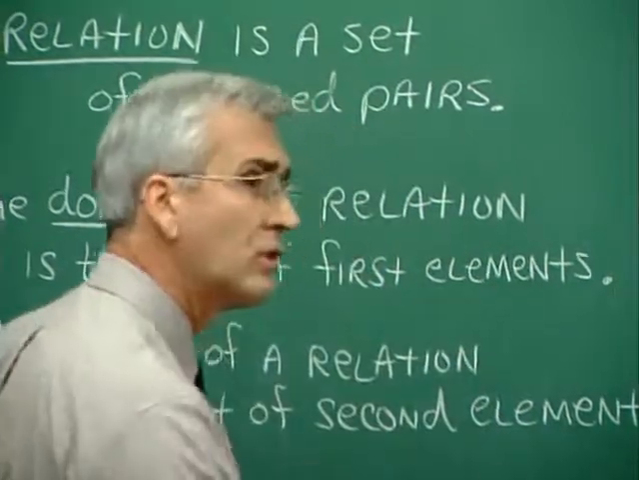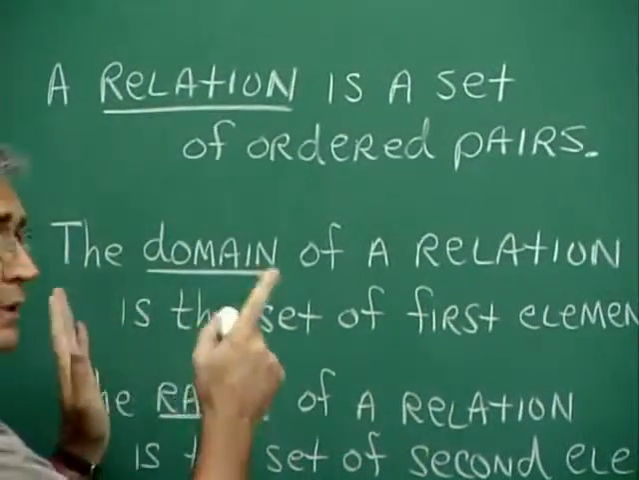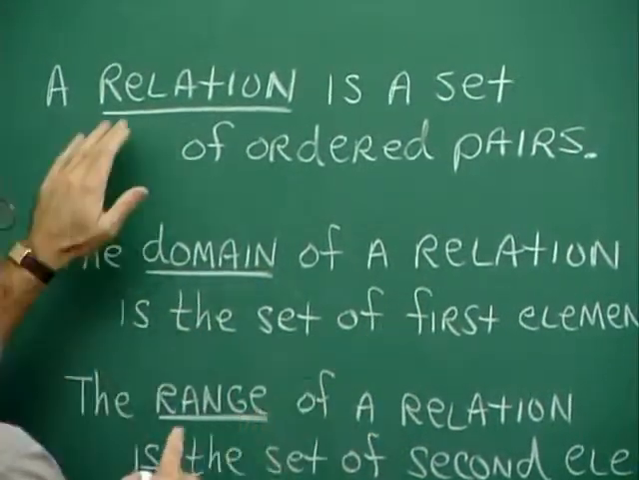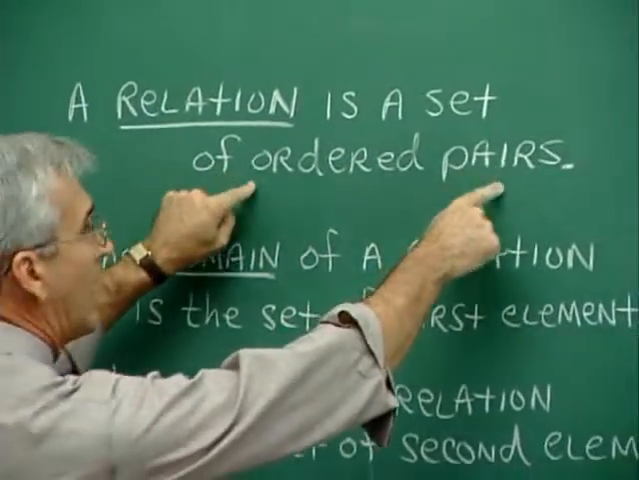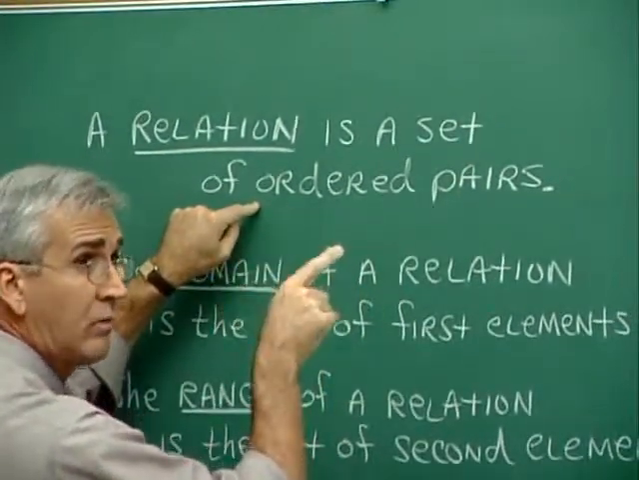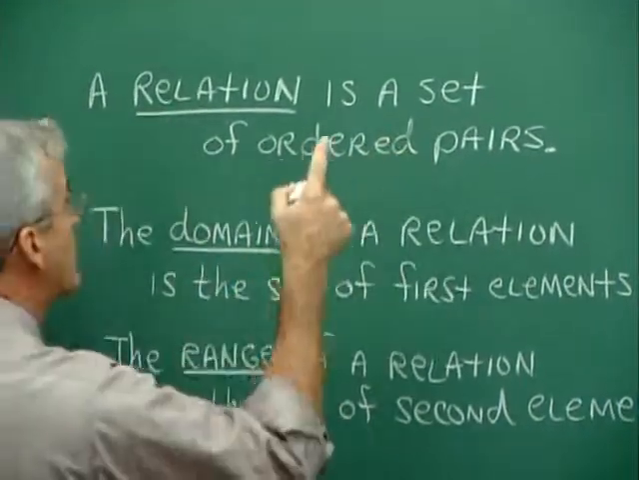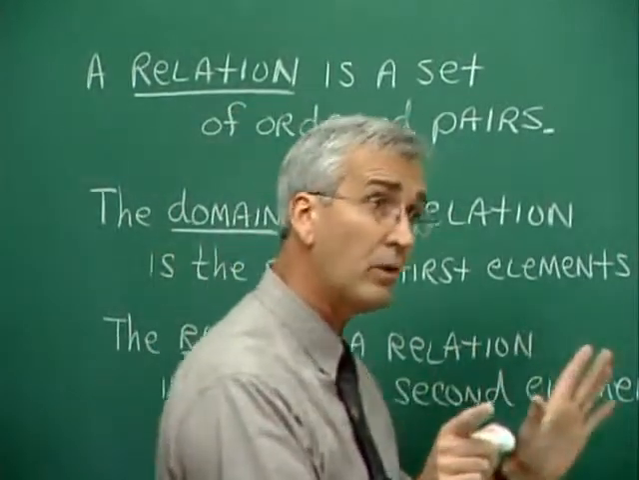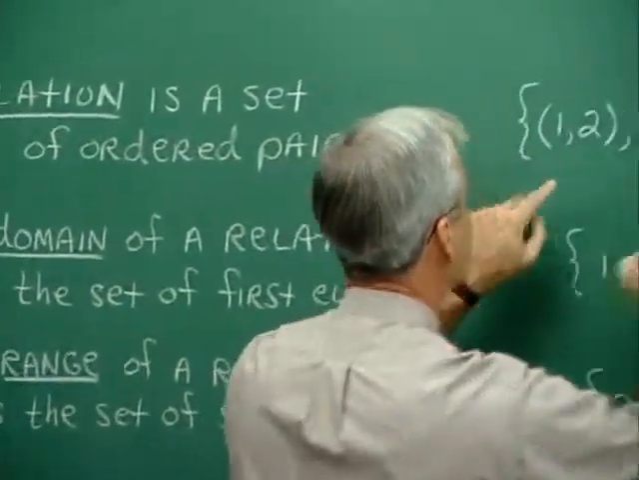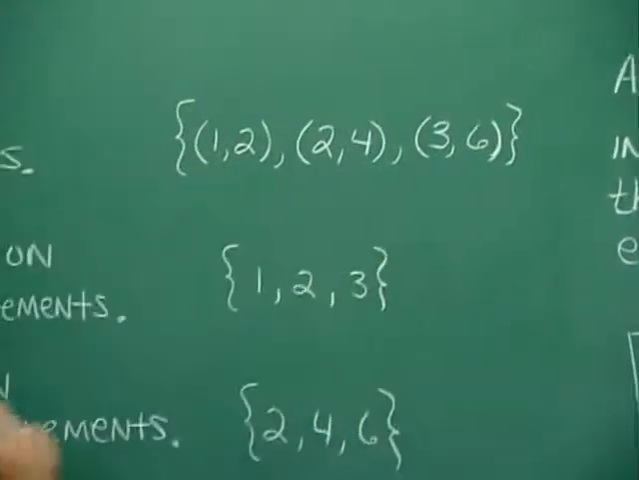All right, first of all, let's define the notion of relation, and we can think of it as relationship. A relation is just a set of ordered pairs, and there may be a relationship between the items in the ordered pairs. So if a relation is a set of ordered pairs, then a very simple relation would be the set consisting of these three ordered pairs. There's a relation.